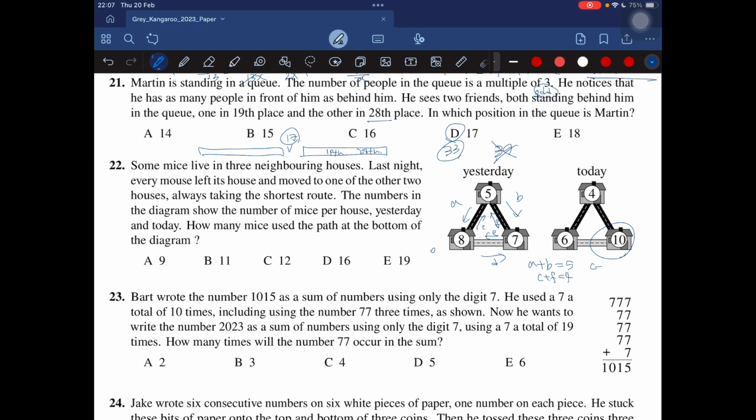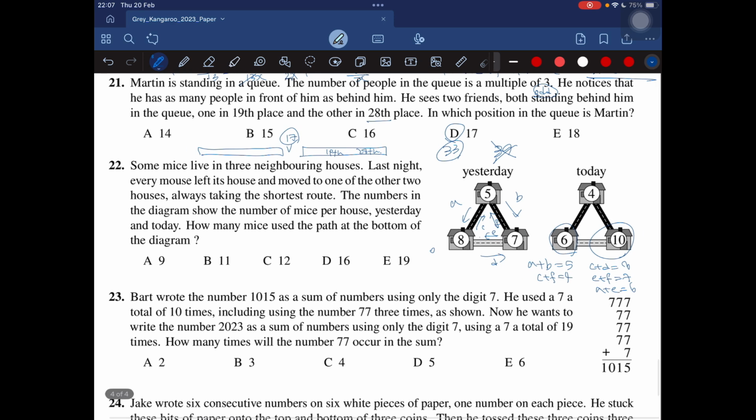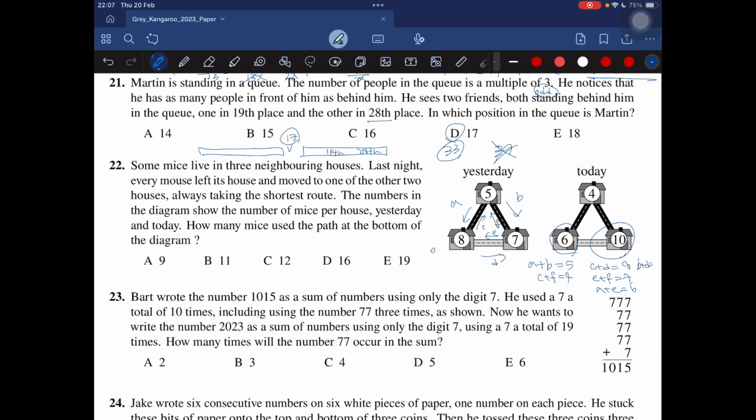C plus D equals 8. And E plus F should be 7. And A plus E should be 6. And B plus D should be 10. So like this. So now we want to know D plus E, like this.